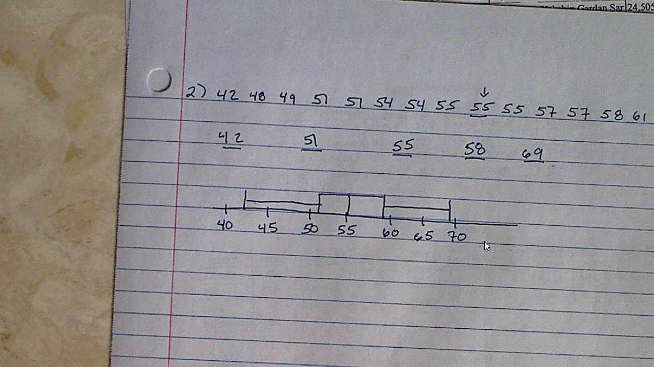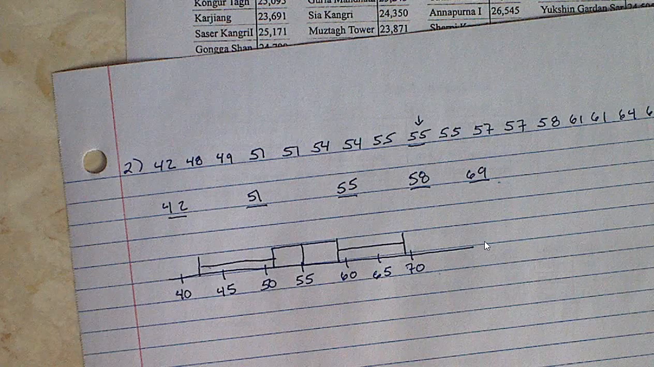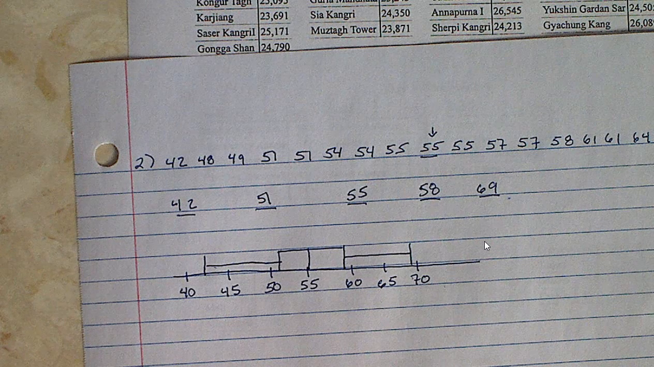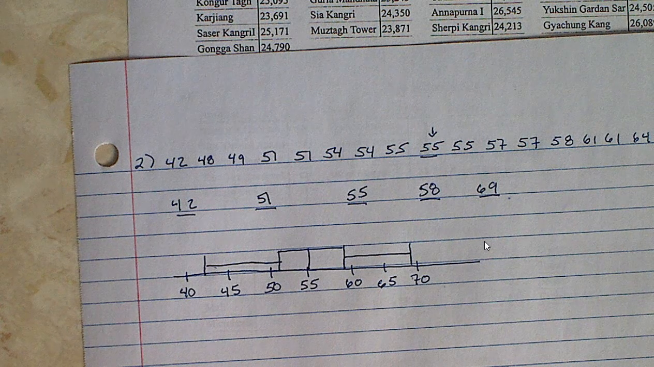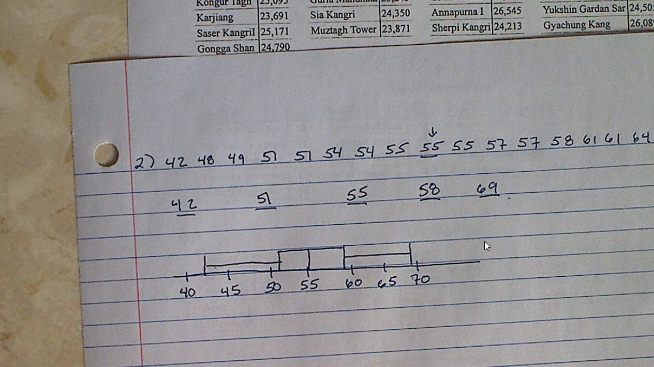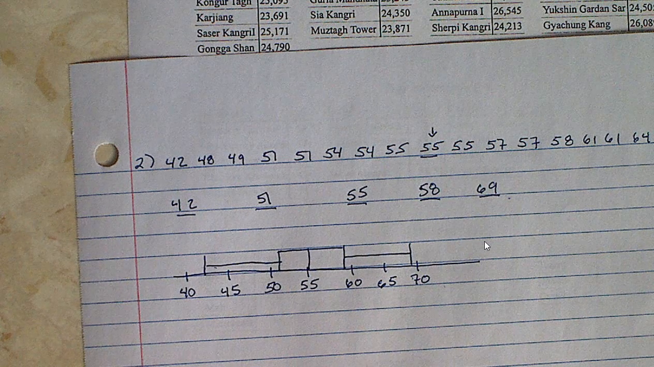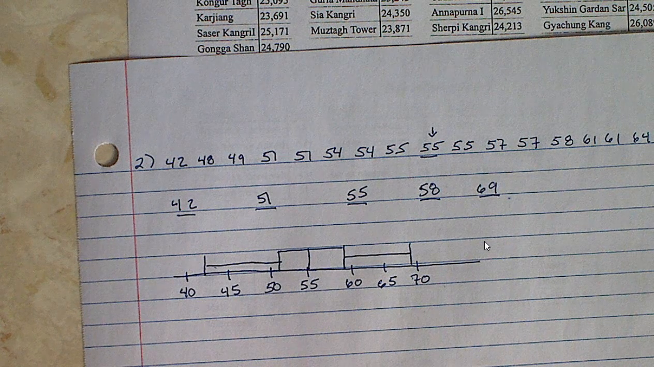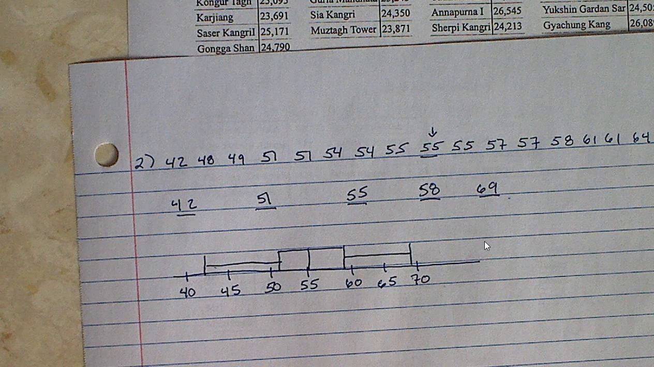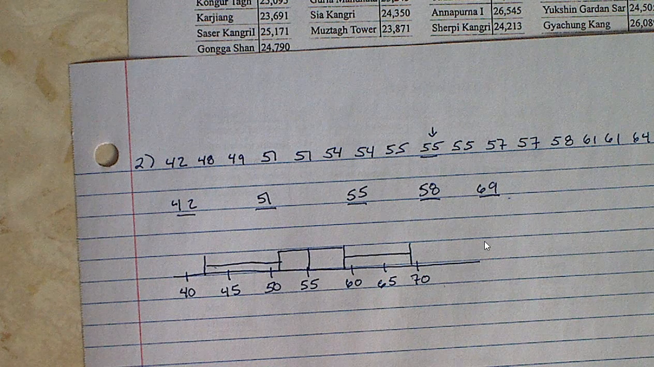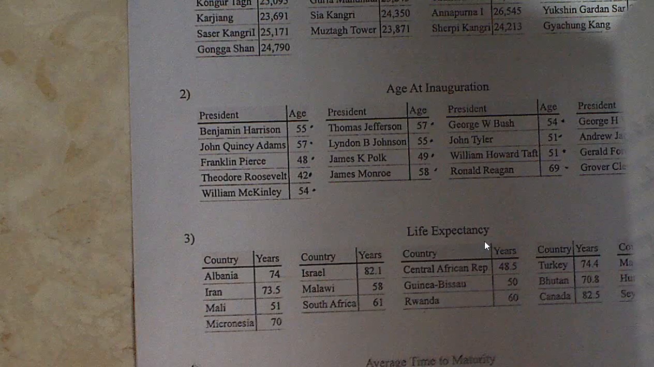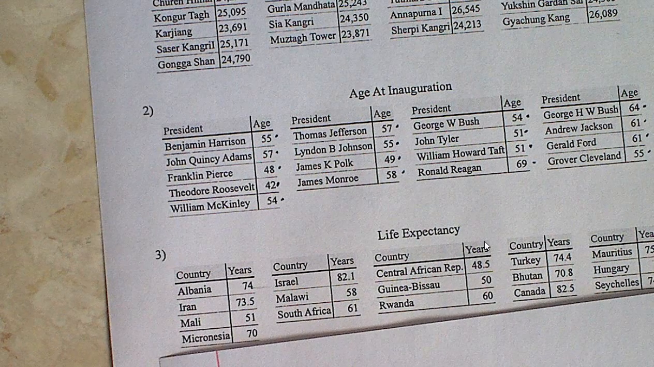So then that's what number 2 would look like. You don't have to do number 1 or number 6. So the box is made up of quartile 1, the median, and quartile 3. And then the lowest and the highest are the whiskers. Kind of, sort of. So then number 3, it's the same thing, it's just you're doing it with life expectancy in different countries.